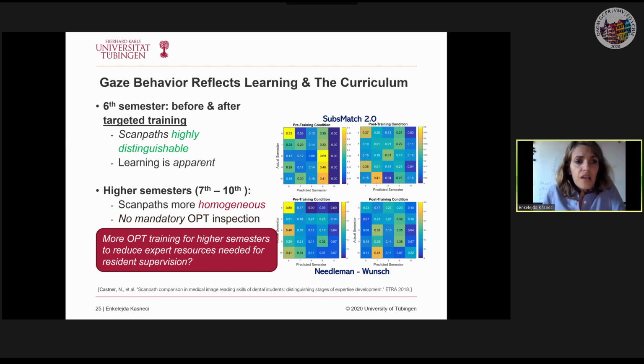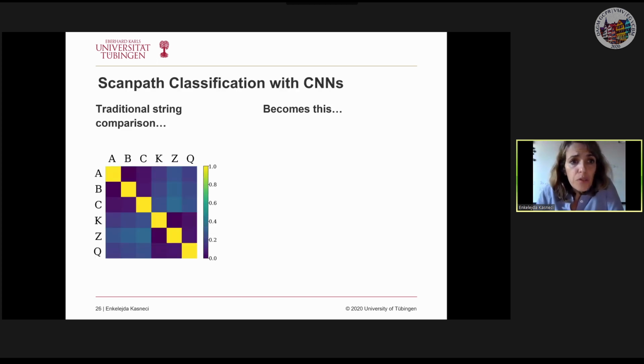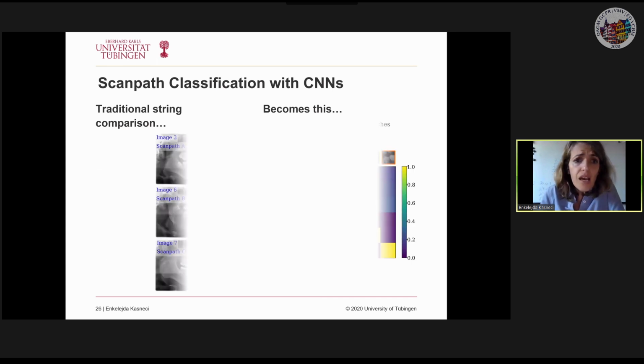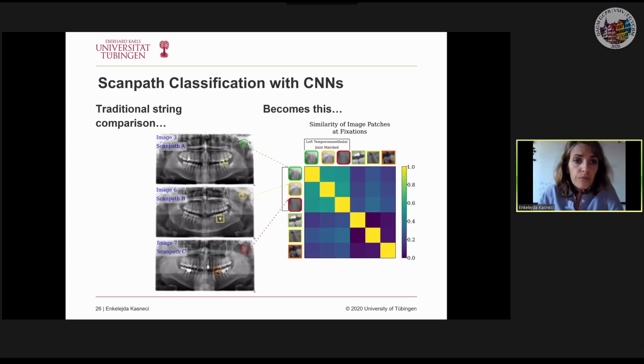So the question is, can we do more OPT training for higher semesters to reduce expert resources, which are then needed for resident supervision? We took a step in between and started to classify those scan paths based on deep learning methods, so CNNs. So we went a step further from scan path encoding and proposed a method called DeepScan, which also takes the image properties into consideration.